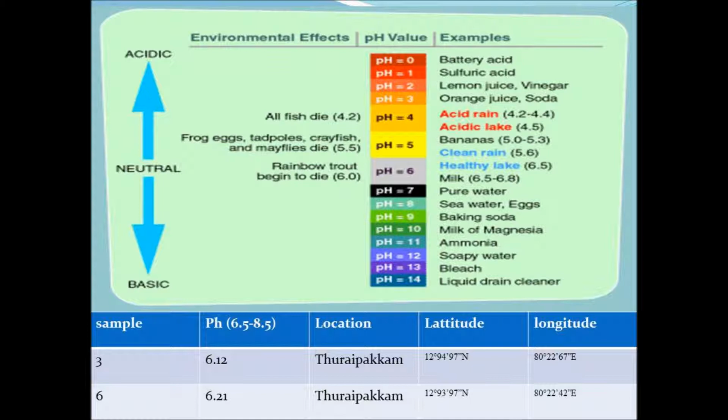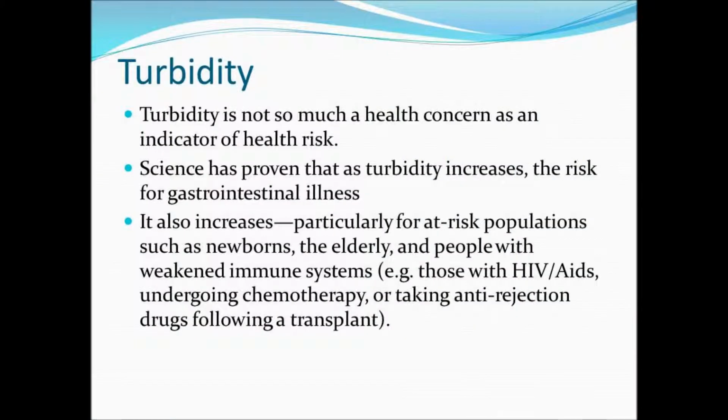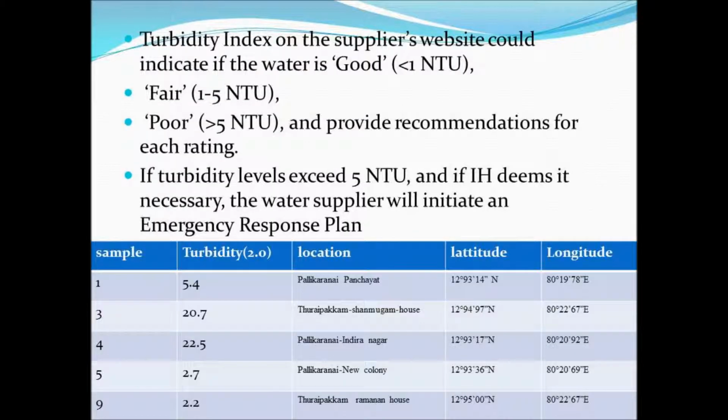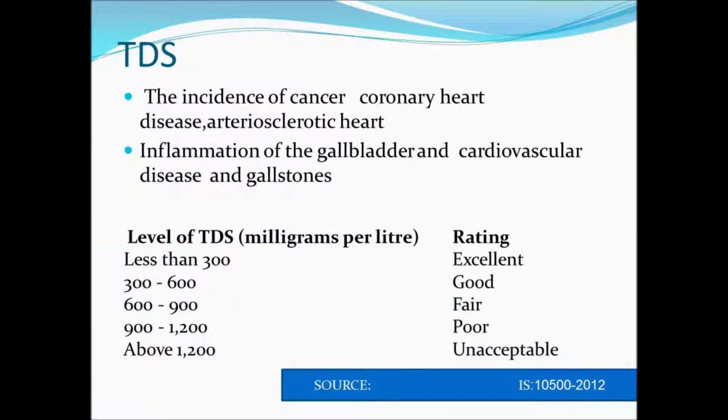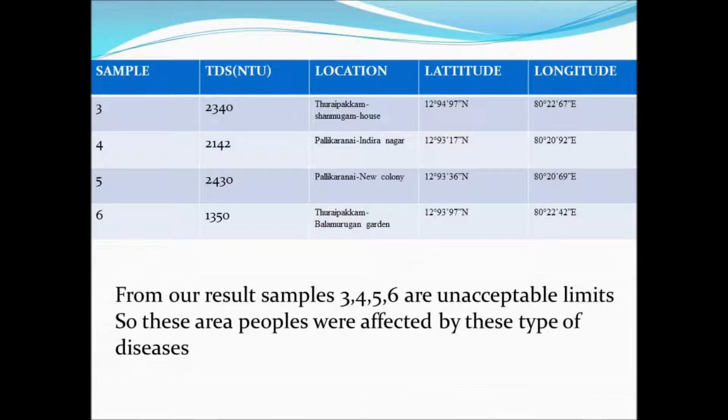From this, samples 3 and 6 are heavily contaminated, which are at Thuraipakkam. Turbidity range also causes health concerns, particularly for newborn babies; samples 3, 4, 5 and 9 are heavily contaminated. This is the TDS range. It may lead to cancer, coronary heart disease, etc. The level of TDS is high in samples 3, 4, 5 and 6.